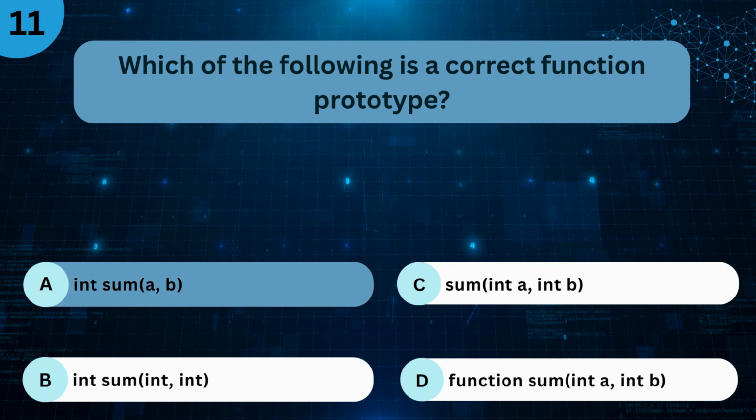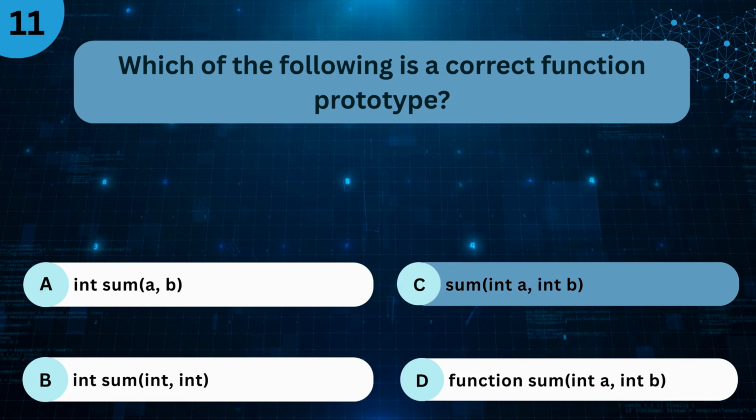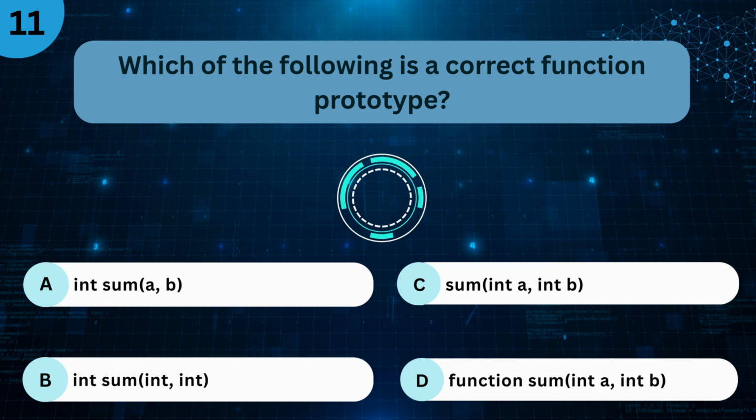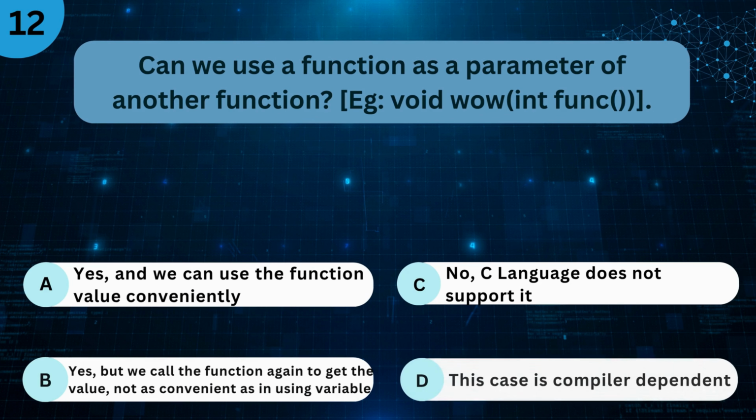A. int some(a, b). B. int some(int, int). C. some(int a, int b). D. function some(int a, int b). The right answer is B. int some(int, int). Can we use a function as a parameter of another function?